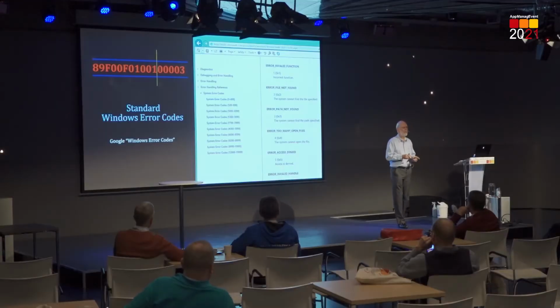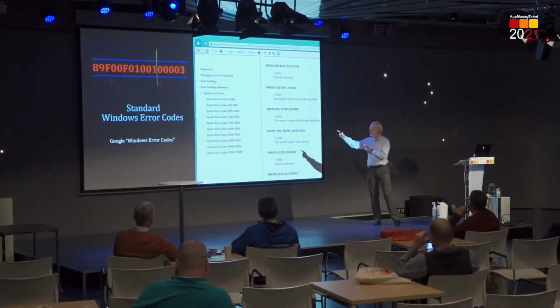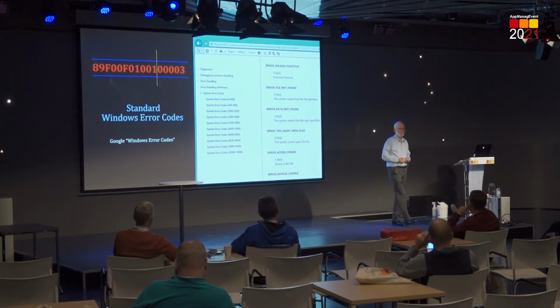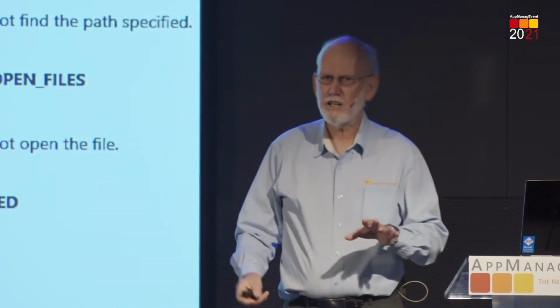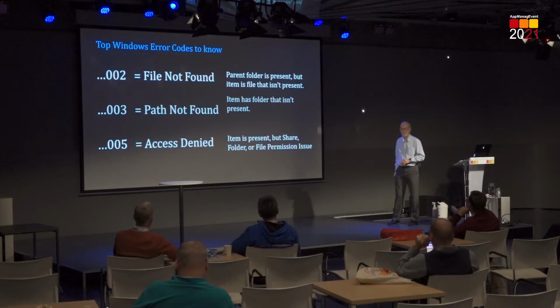And when they do that, they may or may not put that information into the standard Windows documentation. So that's why I might not find it. And if I don't, I just look at the last 3 digits, and that's probably pretty close to what I'm looking for. All right, so what are those top ones that are in there?